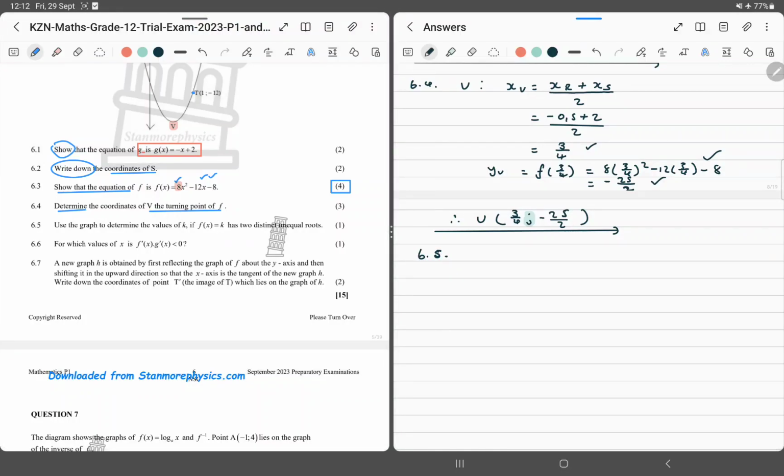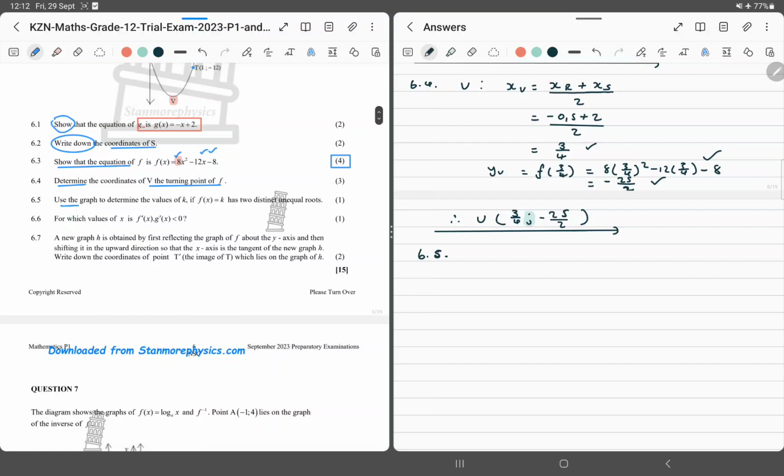6.5 says, use the graph to determine the values of k if f of x is equal to k has 2 distinct unequal roots. Now this is a question on nature of the roots, so this is a higher grade question and it's there to burn you up.